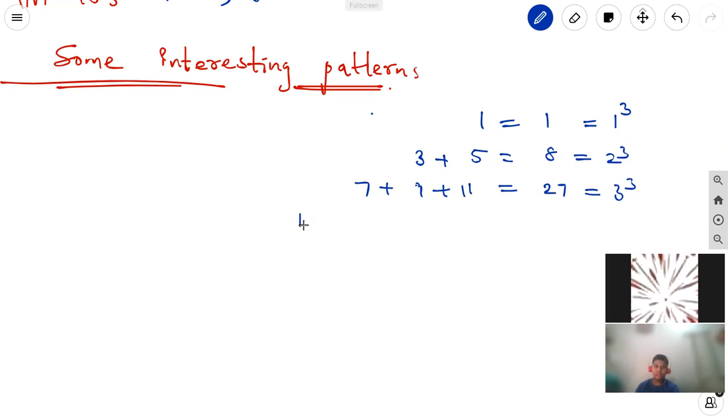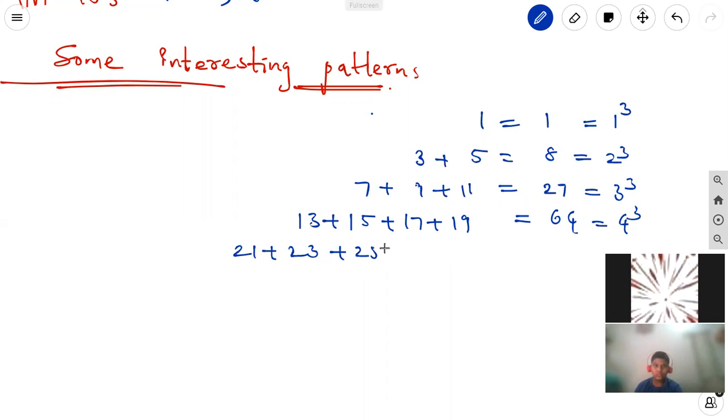After 11 comes 13 plus 15 plus 17 plus 19. It is equal to 64, which is 4 cube. After 19 comes 21 plus 23 plus 25 plus 27 plus 29. It is equal to 125, which is 5 cube.